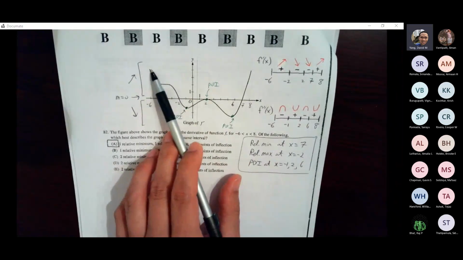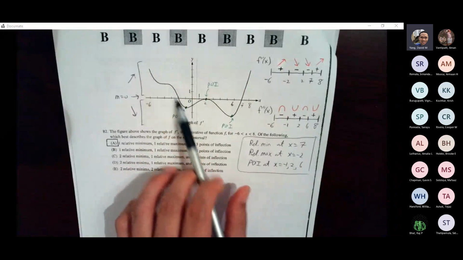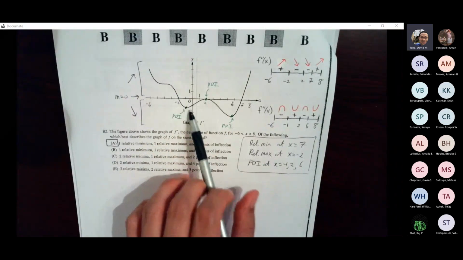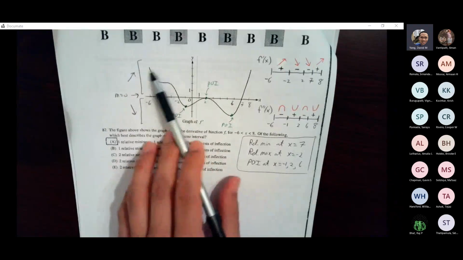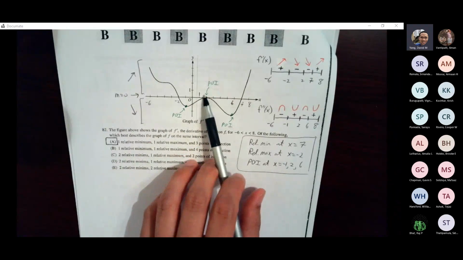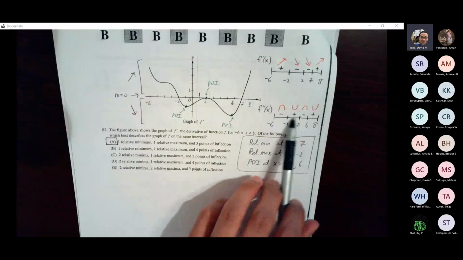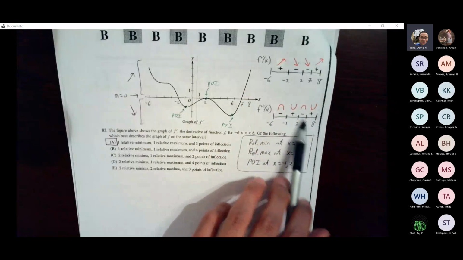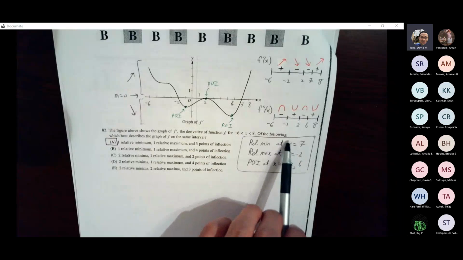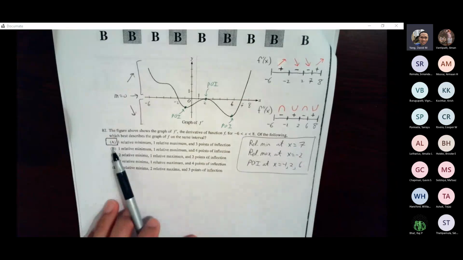Okay. The negative slope on the f prime graph is going to translate to concave down. A positive slope on the derivative graph will translate to concave up. So concave down, concave up, concave down, concave up. There's a change in sign in each of these subintervals. So we have 3 points of inflection. So 3 points of inflection, 1 relative min, 1 relative max. Answer choice A.